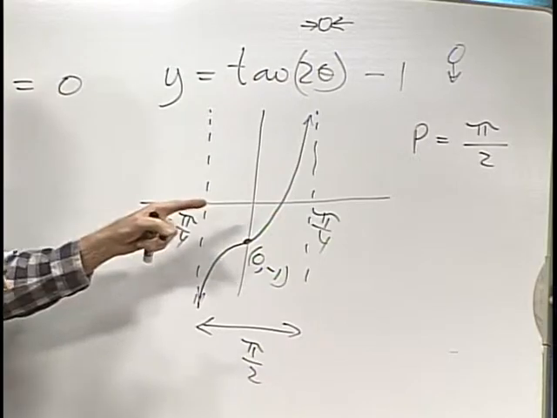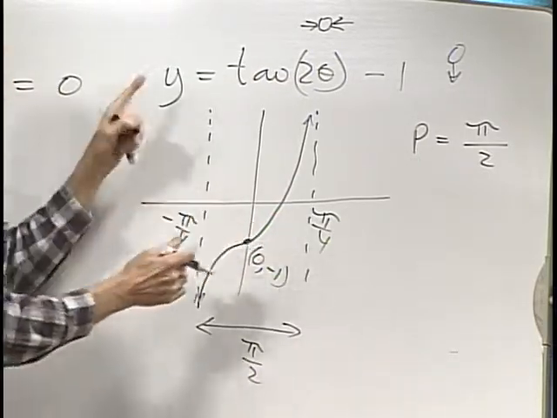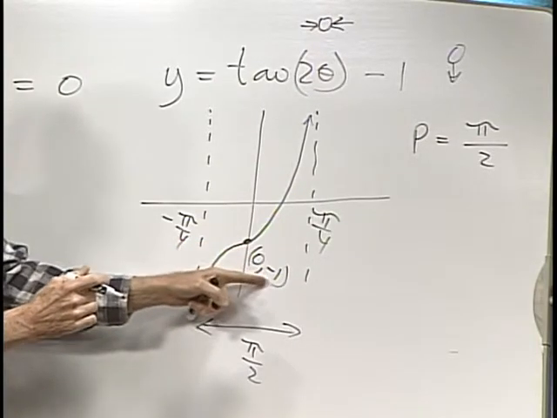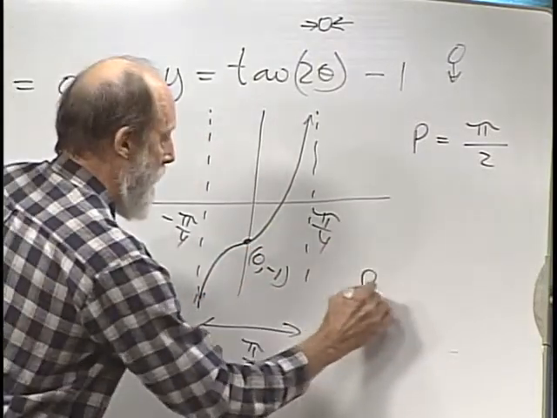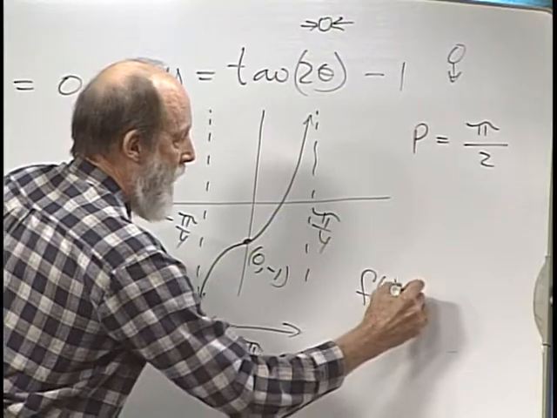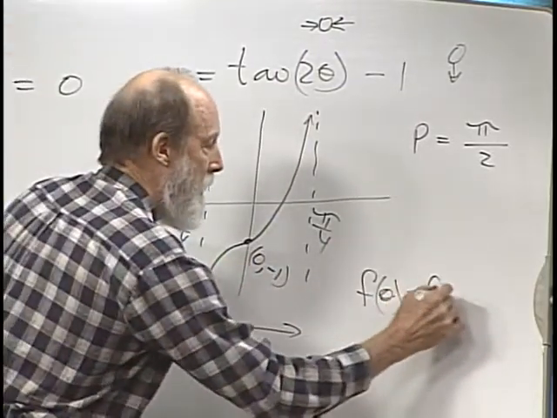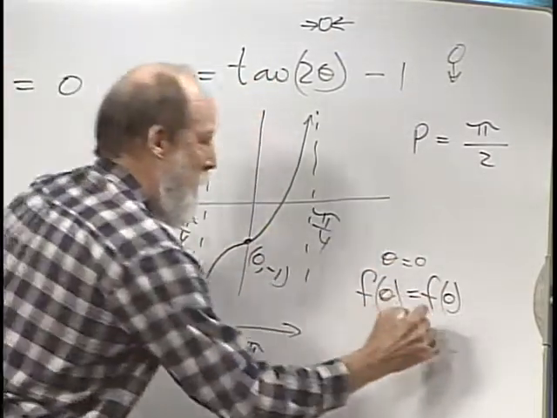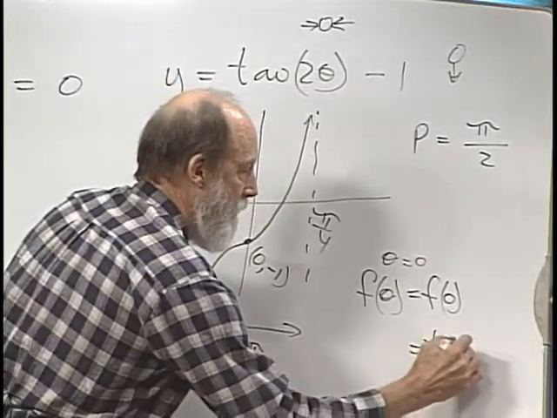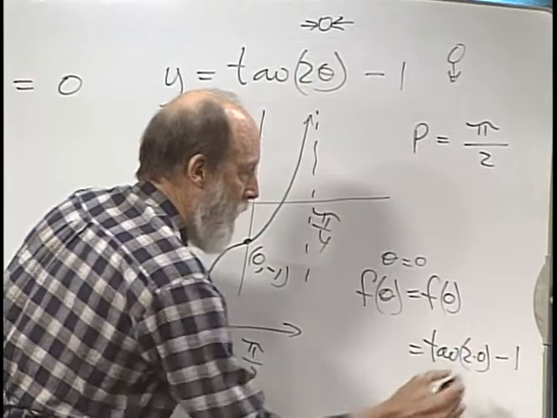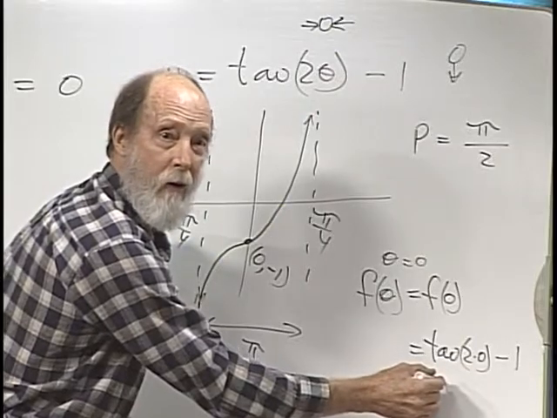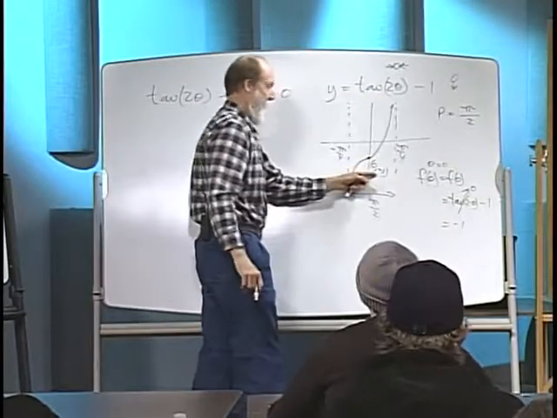When you build a graph mentally like this, always come back and check. Find a point that you're comfortable with, like this 0, -1, and check it in your function. So if I look at f of theta and let theta be 0, try it in here, we get the tangent of 2 times 0, minus 1, and the tangent of 0 is what? What's the tangent of 0 radians? 0, isn't it? And so you get an output value of -1. That fits.